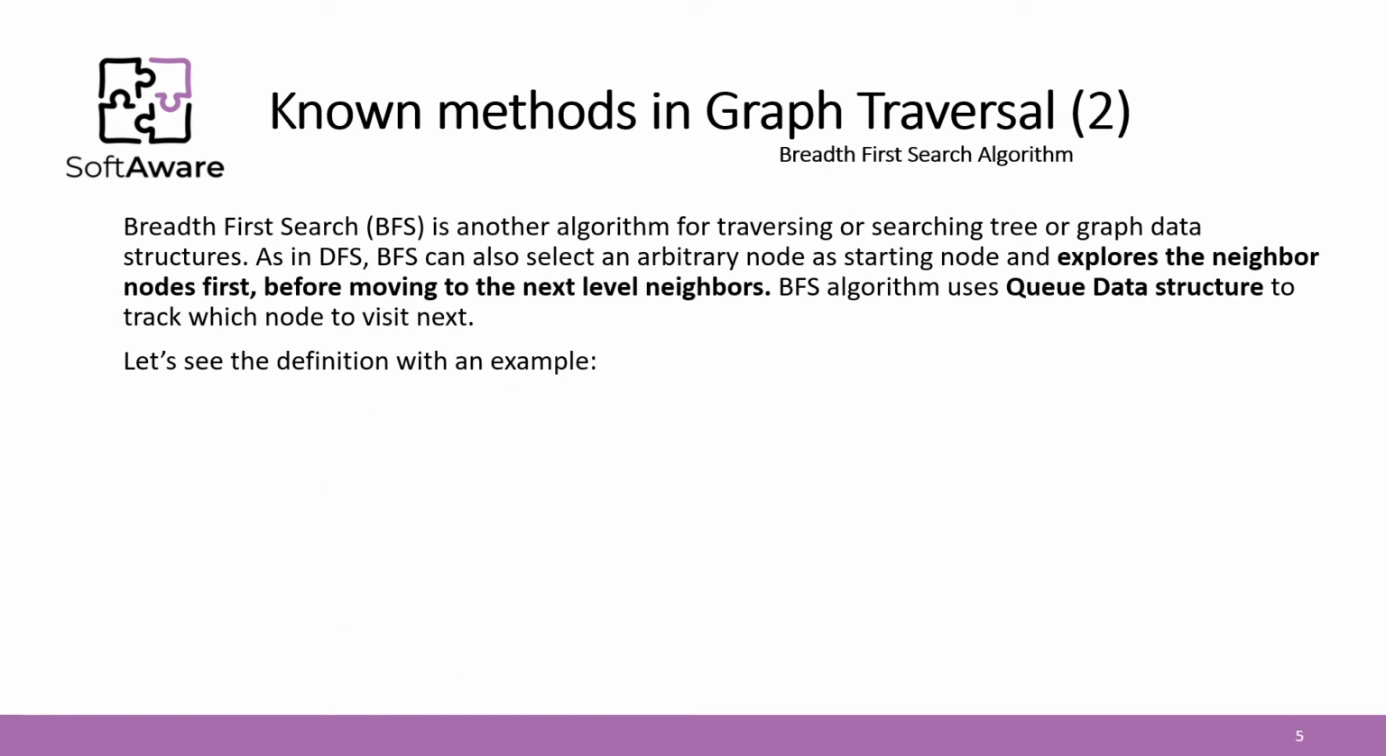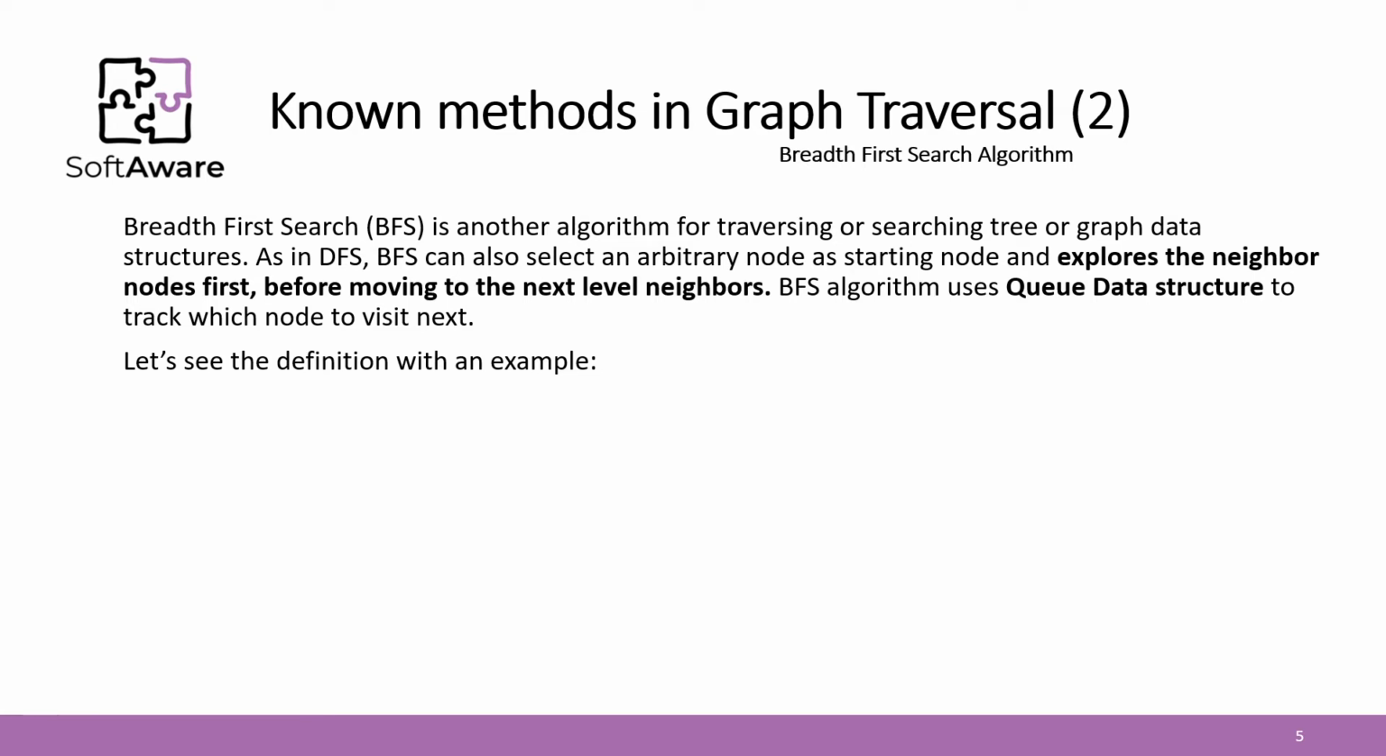Breadth-first search is another algorithm for traversing through our graph. It uses a queue data structure to track which node to visit next. Same as in the depth-first search algorithm, we can choose any node as the starting node in our graph and traverse through the graph by visiting neighbor nodes first before moving to the next level neighbors. This statement will make more sense as we go through the animation below. So, as you remember, the depth-first search algorithm explores the graph as far as possible along each branch.